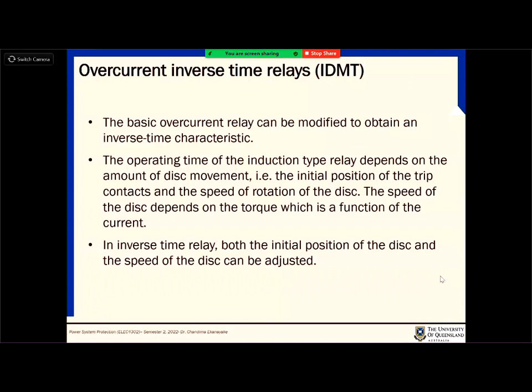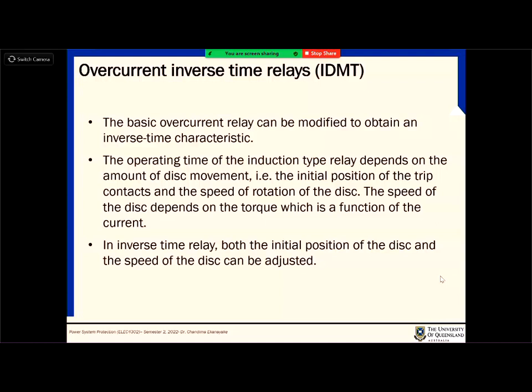Usually you can modify these relays to have some sort of inverse time characteristics. That is what we need to learn: look at those characteristics and how the different standards define them. They are called IDMT relays, because inverse definite minimum time characteristic. Why definite minimum? I will explain it.